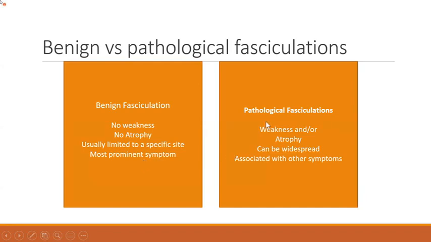In benign fasciculation, fasciculation is the most prominent symptom. It is bothersome to the patient, and no other symptoms are usually present. While pathological fasciculations are associated with weakness and/or atrophy and can be widespread. The patient comes with other symptoms, he has weakness, and on asking, he will say yes, I have these fasciculations. Although you can't differentiate 100% using these, in general these are the differences.